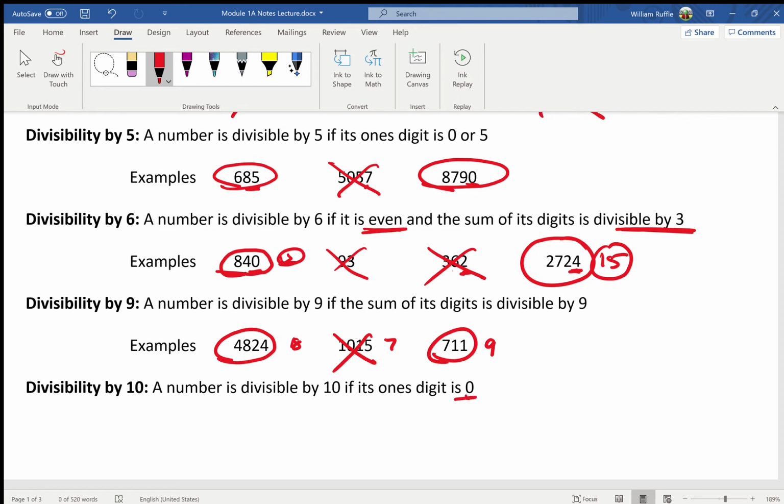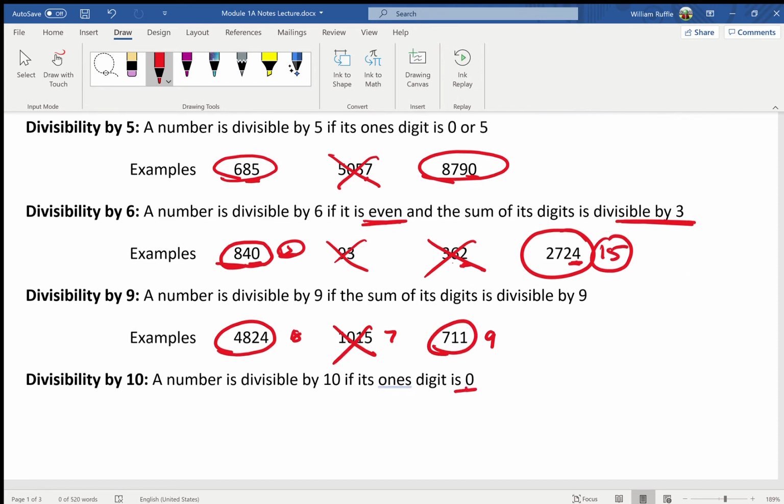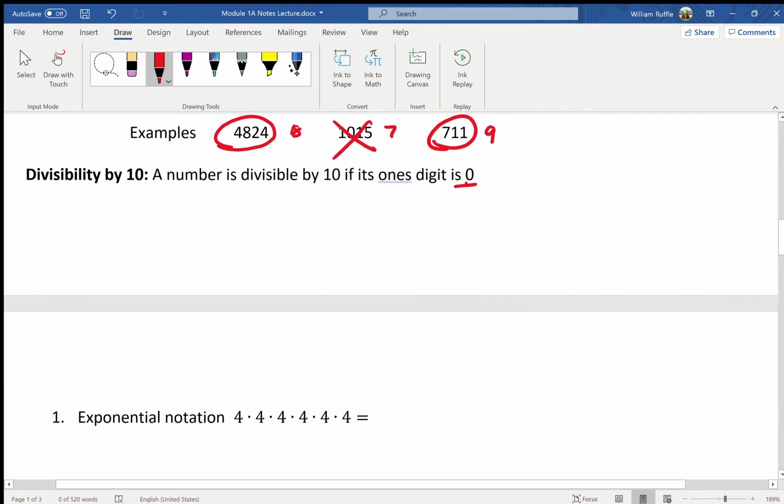10, it's just got to end in a 0. I don't even bother doing an example for this because it's too easy. Ends in a 0, it's divisible by 10.